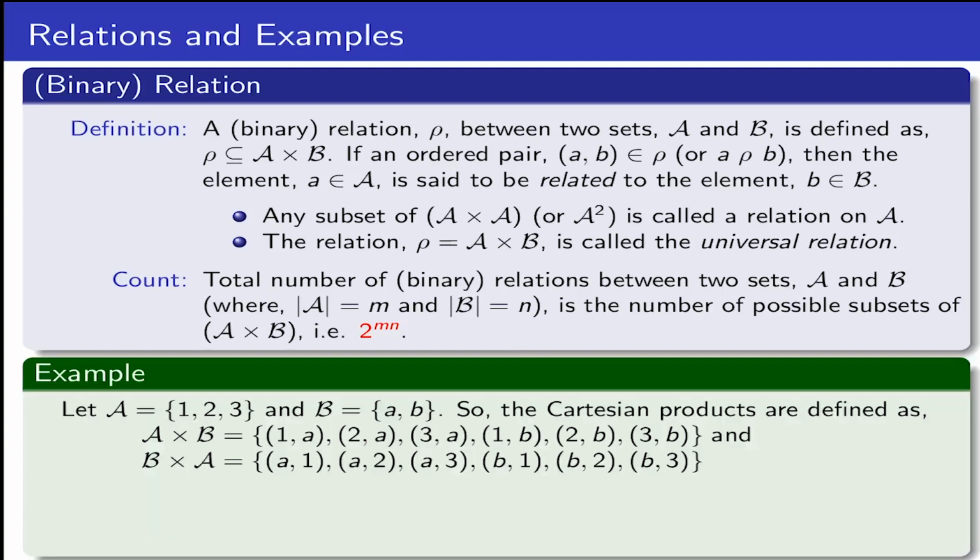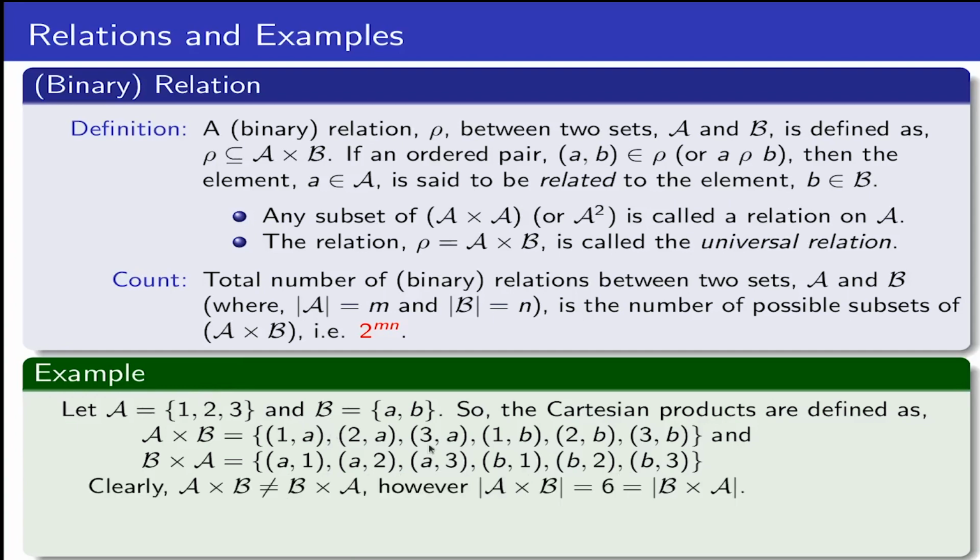Let us take an example to illustrate. Let A be the set {1, 2, 3}, whereas B is a set comprising of a and b. The Cartesian product A cross B would be one member from this and one member from this, for all. So therefore (1,a), (2,a), (3,a), (1,b), (2,b), (3,b). Whereas B cross A says the first element in the pair should be from B, the second element would be from A. So all possible pairs: (a,1), (a,2), (a,3), (b,1), (b,2), (b,3).